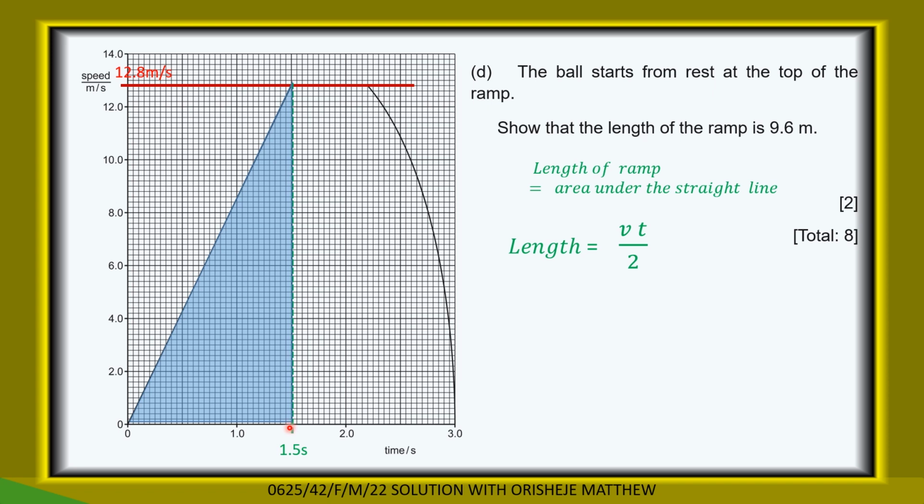So using the parameters that we have there, we have velocity, which is the height, multiplied by the base, which is the time. Half of it will give you the area of the highlighted triangle. So substituting, that gives us 9.6 meters. So we have been able to show that.